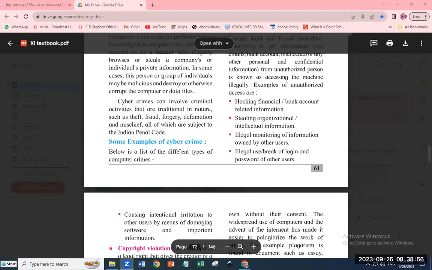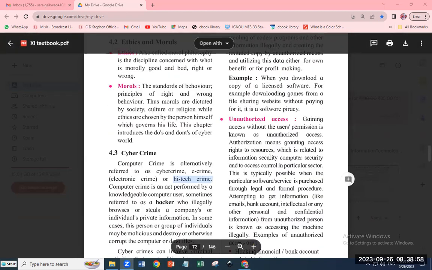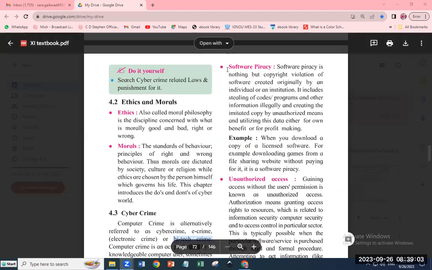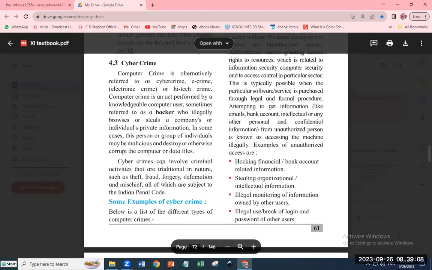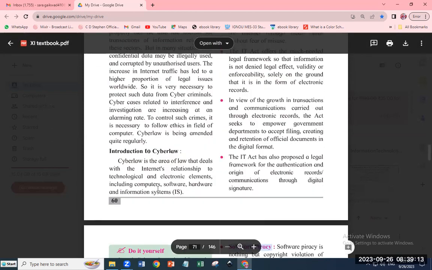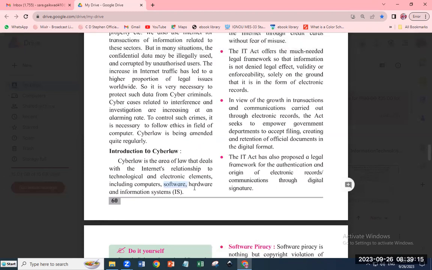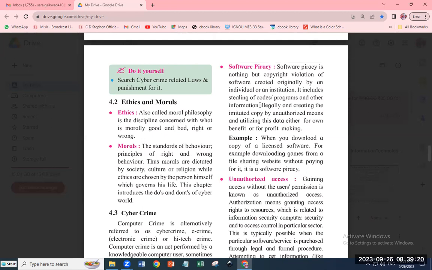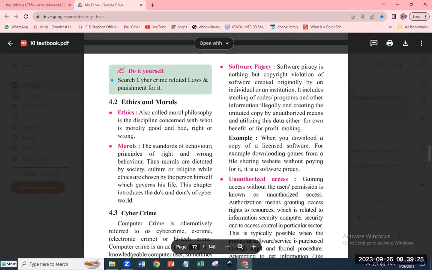Now, some examples of cybercrime. Below is the list of different types of cybercrimes which can take place. First is software piracy. As we have seen, it's not just with the internet or with logins, but we have certain software also wherein crime takes place. This crime is being done on a very large scale. What is software piracy? Software piracy is nothing but copyright violation.